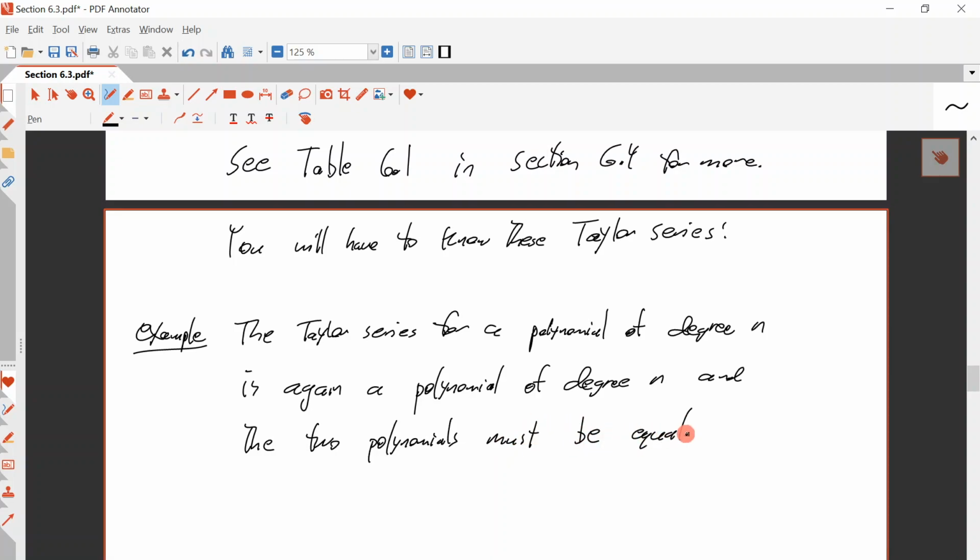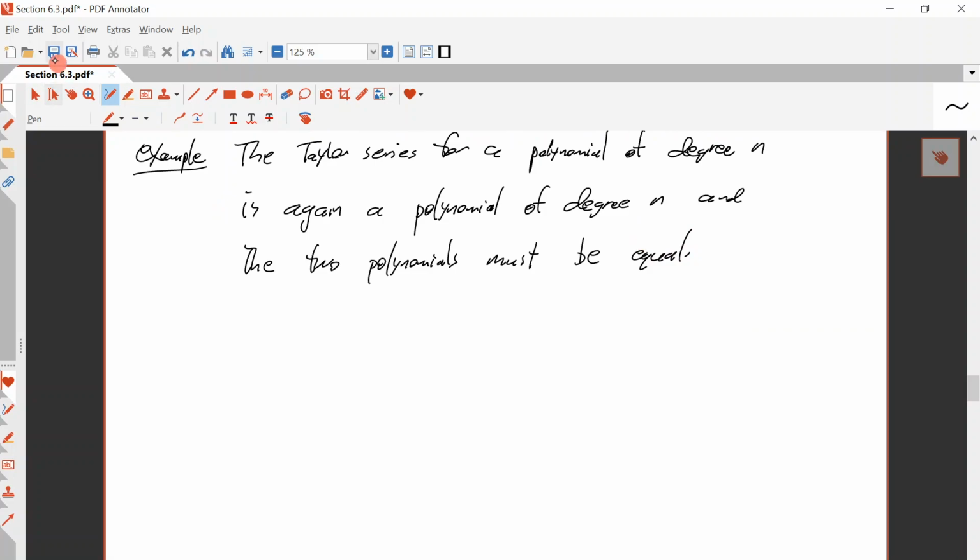Because there's no question of convergence, really. They just are the same. So, for example, take p of x equal to x to the third plus 6x squared minus 5x plus 2.